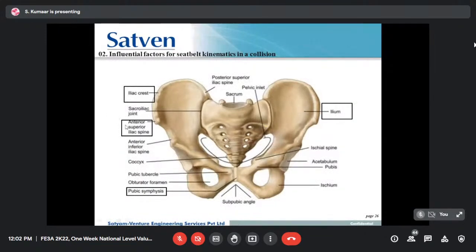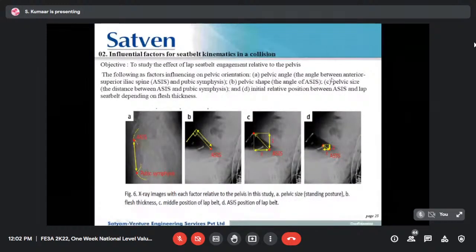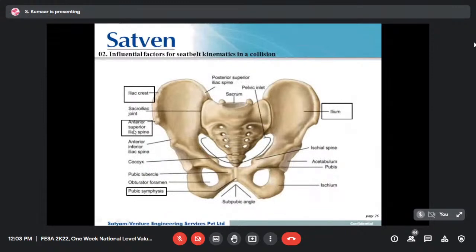The first point is that we need to study the pelvis angle. The pelvis angle is the angle between the anterior superior iliac spine and the pubic symphysis, so this is the ASIS and this is the PS. We can scale this model up or down, and by this method we can get n number of models. Based on the models we need to perform the simulations. This is one example for the ASIS.